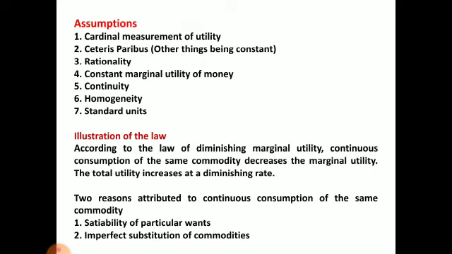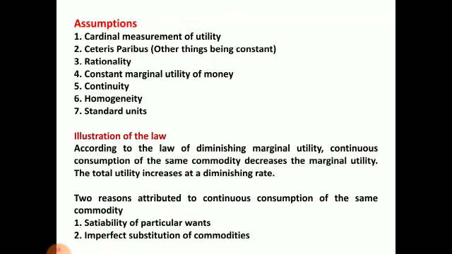Now let's go to the illustration of the law. According to the law of diminishing marginal utility, continuous consumption of the same commodity decreases the marginal utility. It has been noted here the total utility increases, but at a diminishing rate. Now, why does the consumer consume the same commodity continuously? Two reasons can be given to explain this.